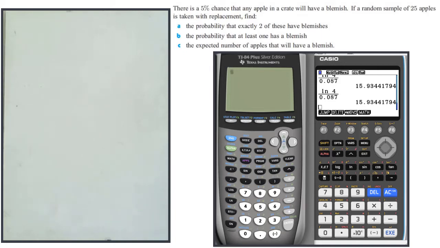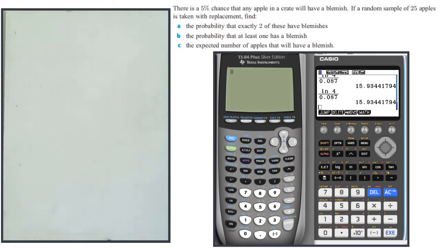There is a 5% chance that any apple in a crate will have a blemish. If a random sample of 25 apples is taken with replacement, find A, the probability that exactly 2 of these will have blemishes, B, the probability that at least 1 has a blemish, and C, the expected number of apples that will have a blemish.